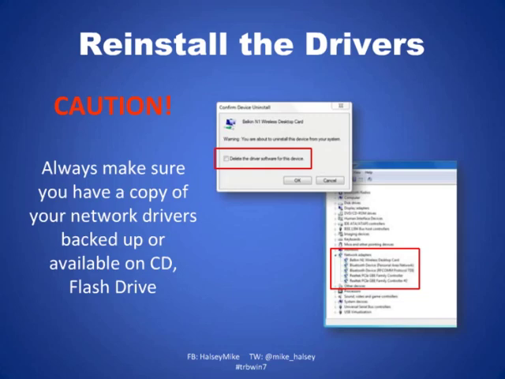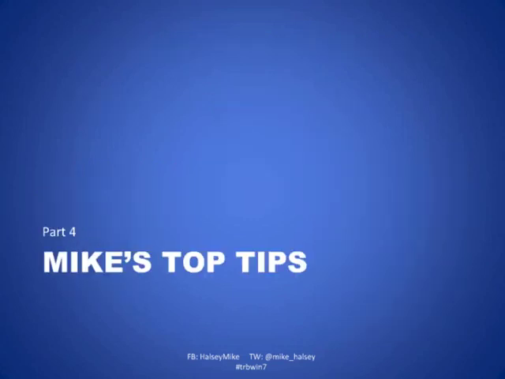So now, Mike's top tips. What are my top tips for keeping your network running? Well, the first one involves, apparently, according to the image, a kitchen towel holder. There you go.